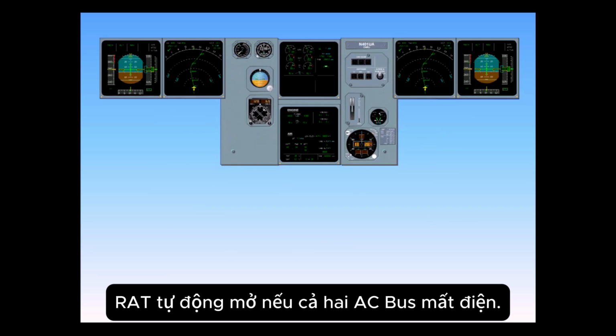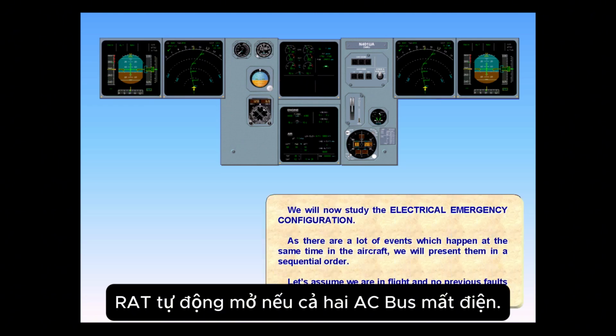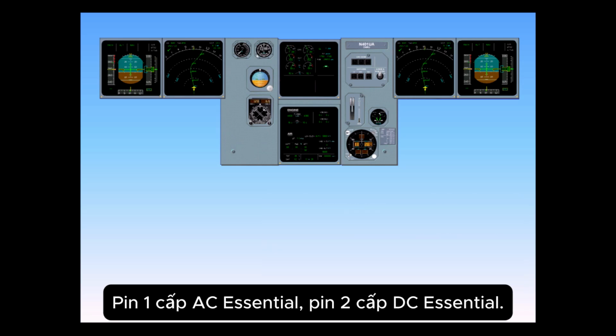As there are a lot of events which happen at the same time in the aircraft, we will present them in a sequential order. Let's assume we are in flight and no previous faults have occurred. The RAT automatically extends if both AC buses 1 and 2 lose electrical power above 100 knots unless the aircraft is on the ground.